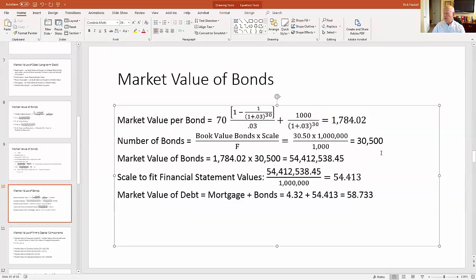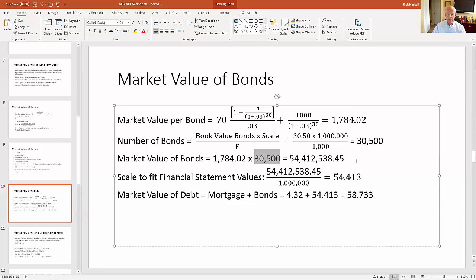Well, I know already that I have 30,500 bonds. I identified that by taking the book value of the bonds times the scale, which in this case was $1 million, and divided that by the face value of the bonds. So I have 30,500 bonds. I now know the dollar amount per bond, multiply it by the 30,500, and it tells me I have $54,412,538.45 worth of bonds.